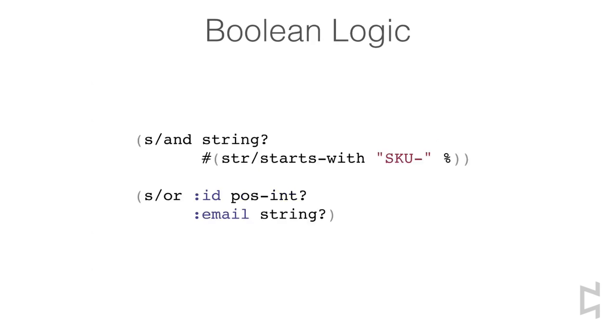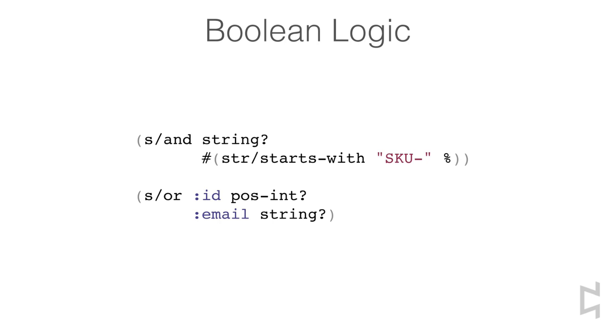Specs also allow Boolean logic. So they have and and or forms. So the and form says all of these specs must match this thing before I'm happy. So this says this thing has to be a string, and it has to start with SKU hyphen, which represents what it means to be a SKU, say, in my database. And the second spec here says that we can identify people in our system in one of two ways. Everyone gets their own unique positive integer. Mine's 42. And they also have an email address. And there are places in our system where you can pass around one or the other of those. So we're going to have an or spec that says you could be this or you could be that.